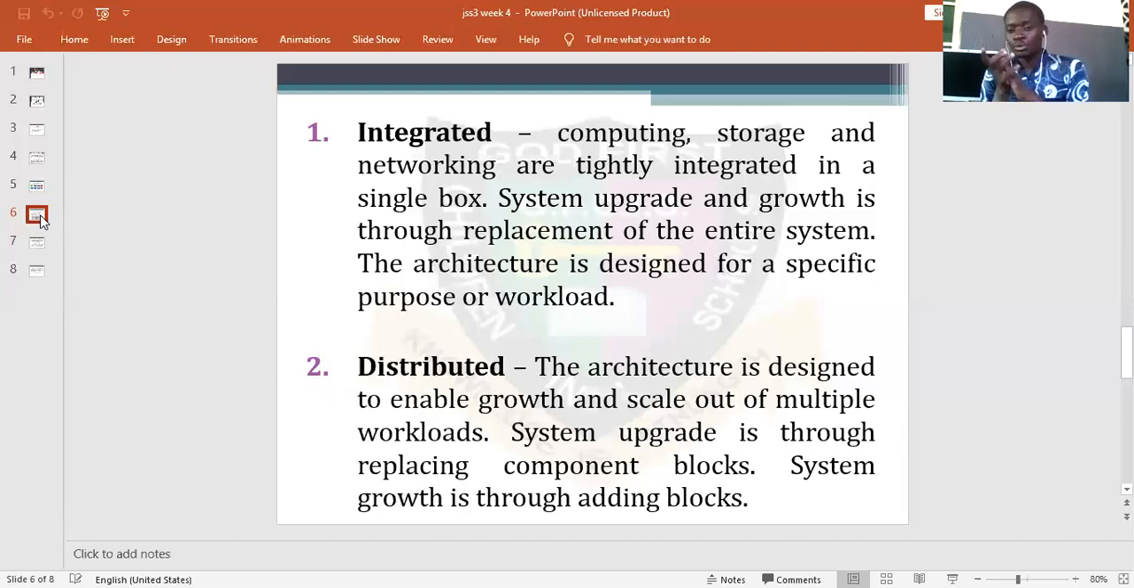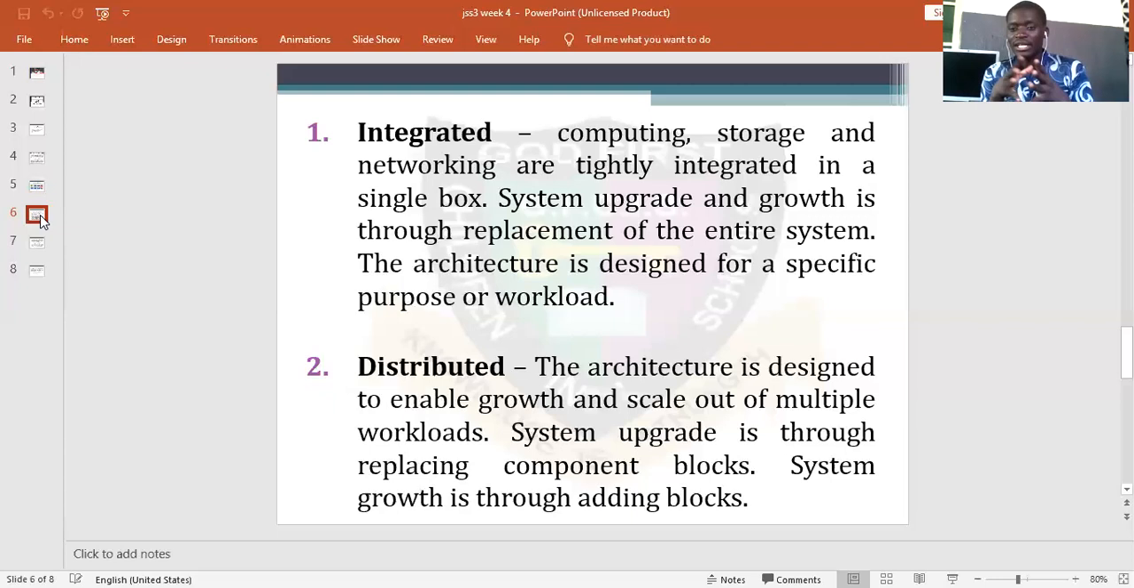Then two, distributed. Now when we talk about distributed, the architecture is designed to enable growth and scale out of multiple workloads. System upgrade is through replacing component blocks. System growth is through adding of blocks. Now when we talk about distributed architecture, in this case, every item is not tightly packed.